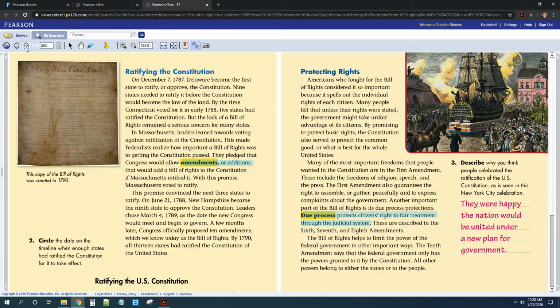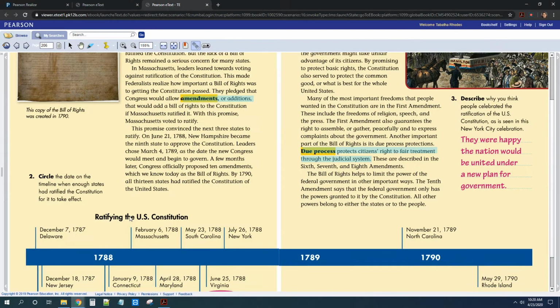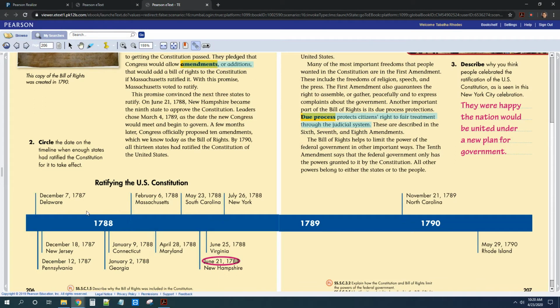All right, moving on. So our leaders have to get the Constitution ratified. And that means that they have to convince the states to vote and agree to follow this new form of government. So for number 2, you had a timeline here at the bottom of your pages that show you the dates of each state and when they ratified the Constitution.